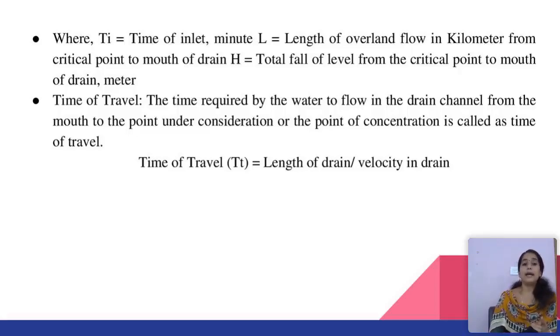And time of travel or time of flow is the time taken for a particular raindrop to travel in the sewer pipeline. The time required by the water to flow in the drain channel from the mouth to the point under consideration, or the point of concentration, is also called the time of travel or time of flow. That is T or TF, equal to the length of the drain divided by the velocity of flow in the drain. This is the equation used for the time of flow, and the previous equation is for the inlet time, TI.